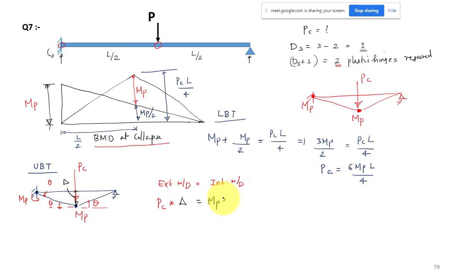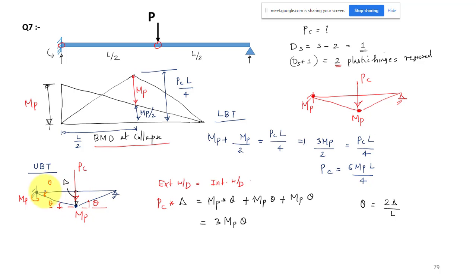Plus, when you come to this section, the internal work done, that is the strain energy, is the plastic moment into the corresponding rotation theta. So MP theta plus MP theta. Finally it is equal to 3 times MP theta, and we have the relation between theta and delta: theta is equal to 2 times delta by L. For small angle theta, theta is equal to delta by L by 2.